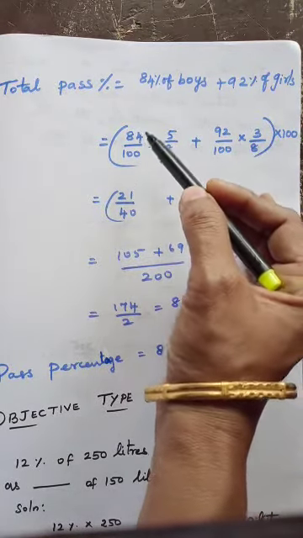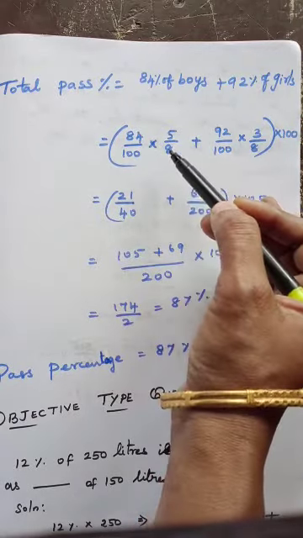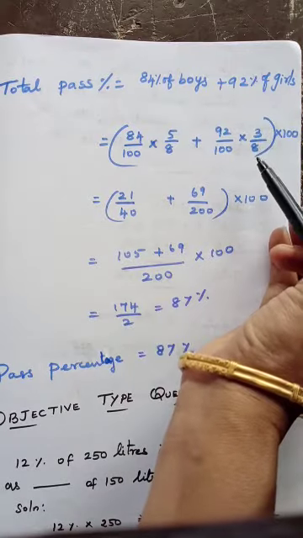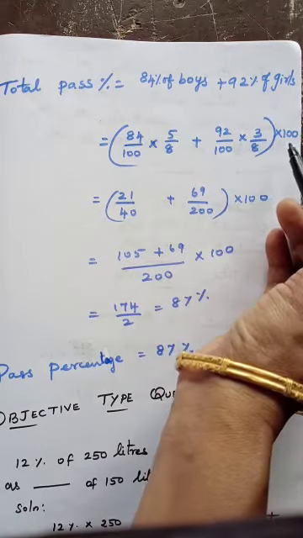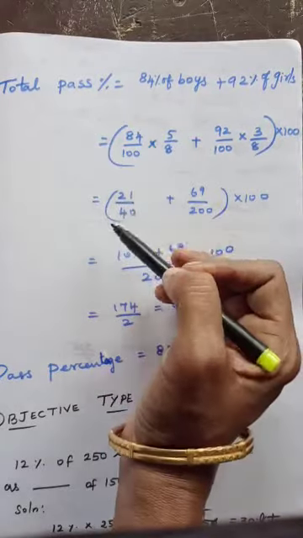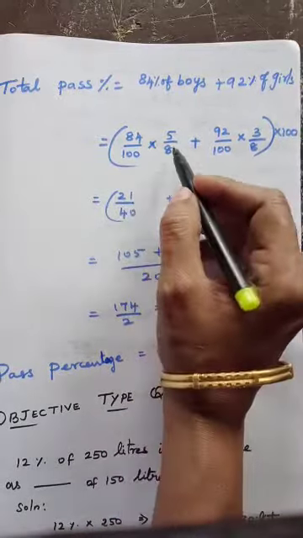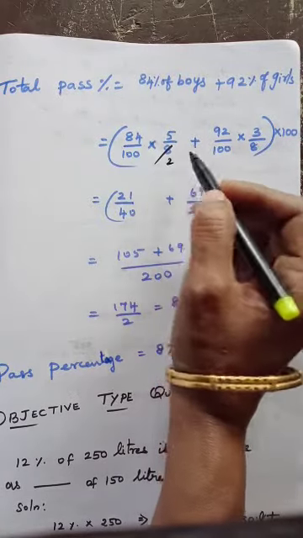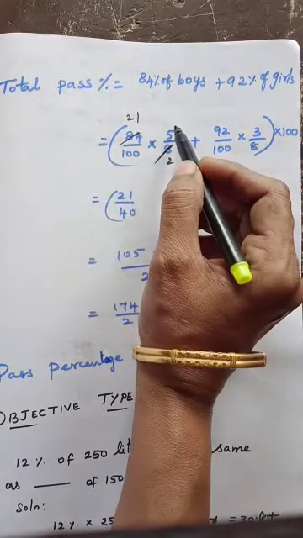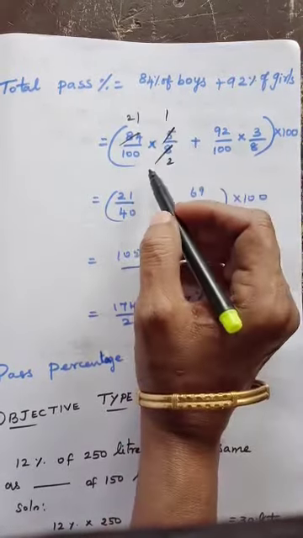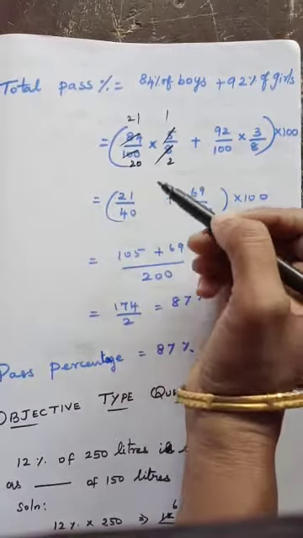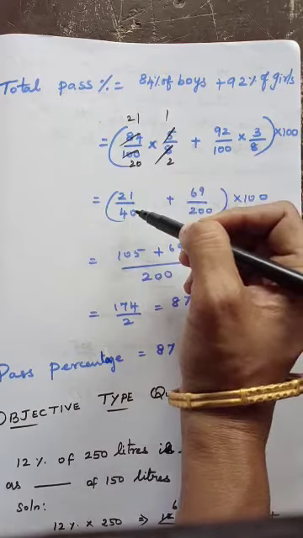So 84% means 84 by 100 into 5 by 8 plus 92 by 100 into 3 by 8, into 100. You have to see the percentage, no? The whole into 100. Now we shall cancel. Okay. By 4 table, this is 2 times. Here also 2 times, 1 times. Okay. Then here 5 ones are 5. Here 20 5s are 100. So 21 by 40 here.